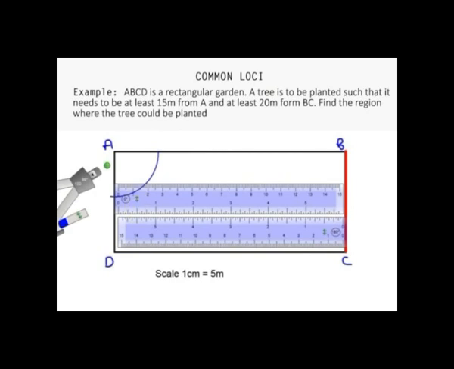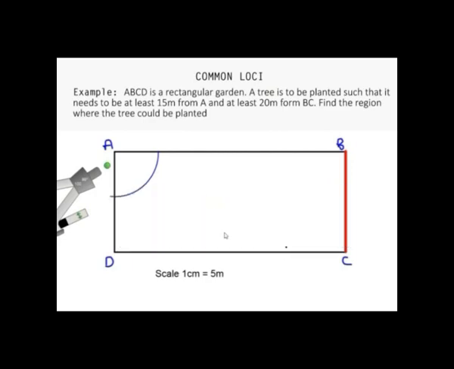Second condition, at least 20 meters from the line BC. The locus of a line is another parallel line. So I measure 20 meters from BC. That should be 4 centimeters on the ruler. I need to get rid of these rulers. Make a parallel line to BC through this point. So this line represents all points that are 20 meters from the line BC.